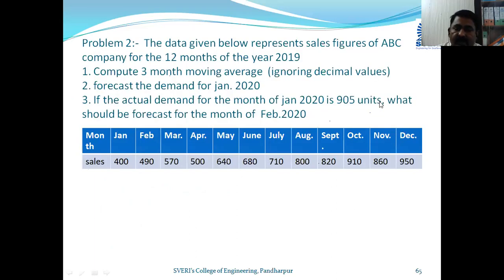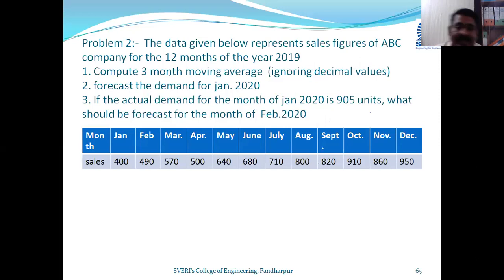Okay, so this is your numerical number 1. Now let us proceed to some different good numerical. So the data represent a sales figure of ABC company, any company, for 12 months for the year 1999. Compute 3-month moving average. 3-month moving average means what? Simple. Whether it is given January, February, March, take the months of January, February, March, add them, divide it by 3, and write in front of February, centering.